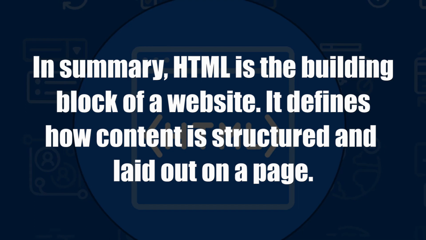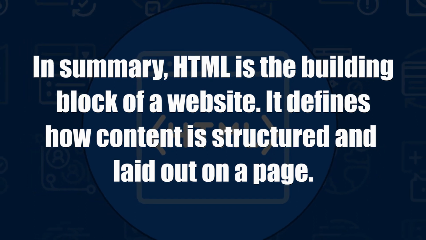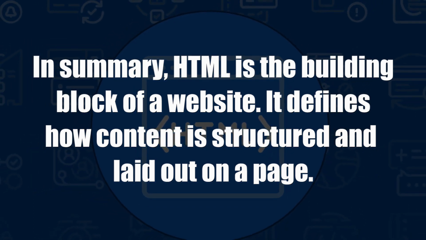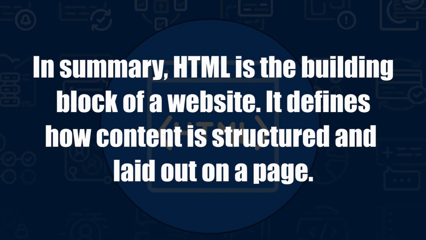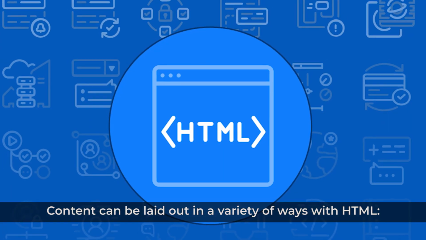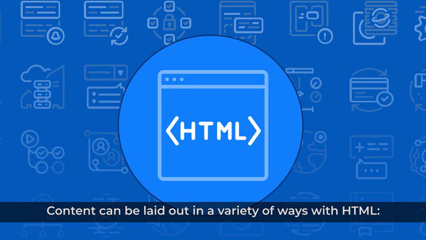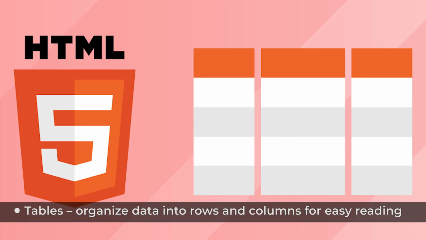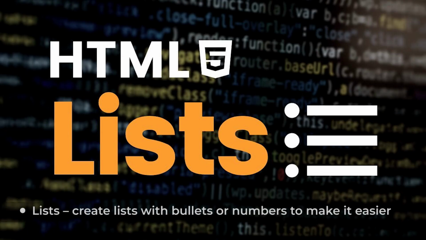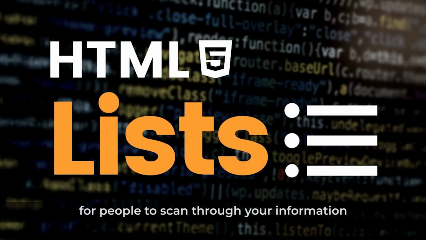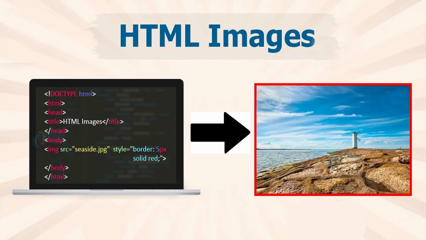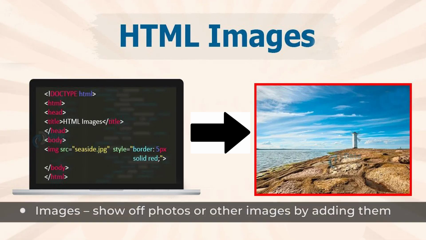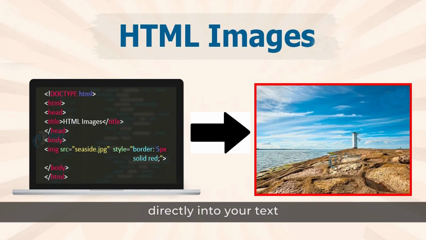In summary, HTML is the building block of a website. It defines how content is structured and laid out on a page. Content can be laid out in a variety of ways with HTML. Tables organize data into rows and columns for easy reading. Lists create lists with bullets or numbers to make it easier for people to scan through your information. Images show off photos or other images by adding them directly into your text.